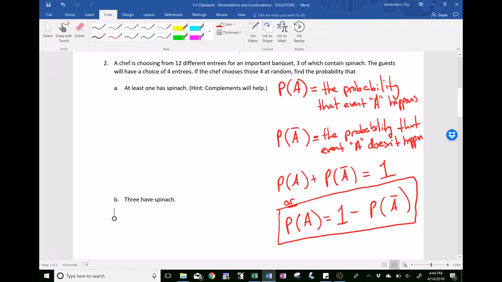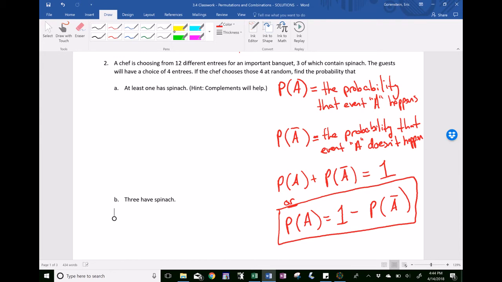Okay, in this problem, a chef is choosing from 12 entrees, 3 of which have spinach, so the other 9 do not. The guests will have a choice of 4 entrees, and if the chef chooses 4 of them, part A, what's the probability that at least one has spinach?